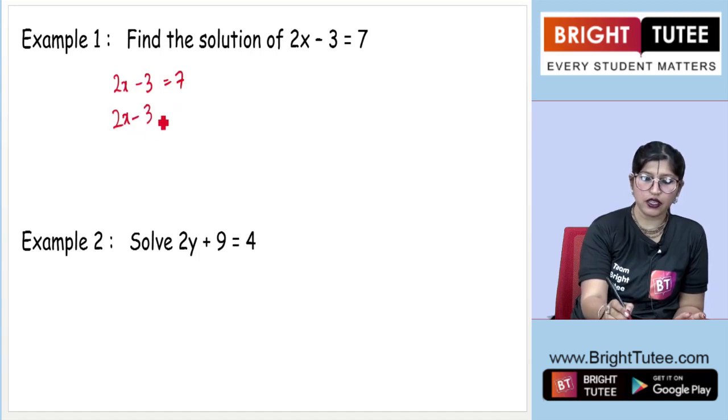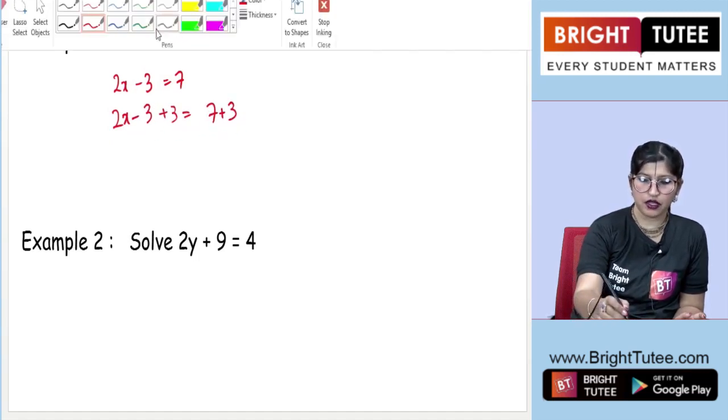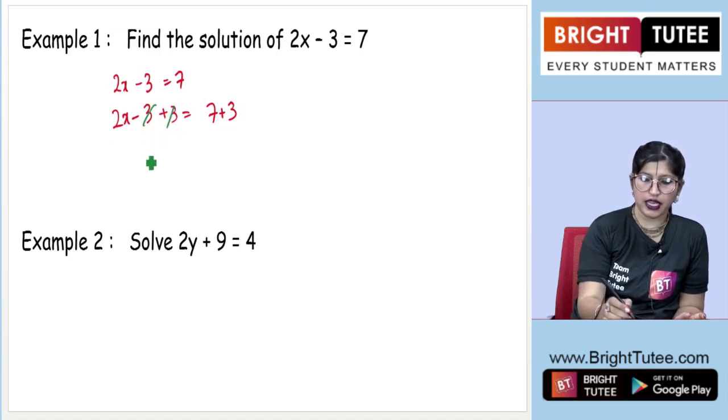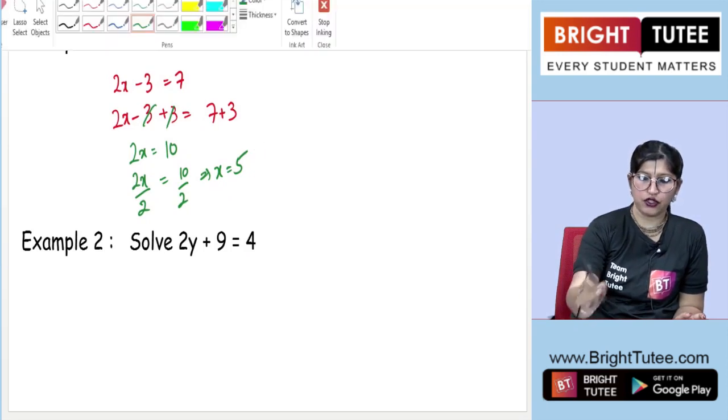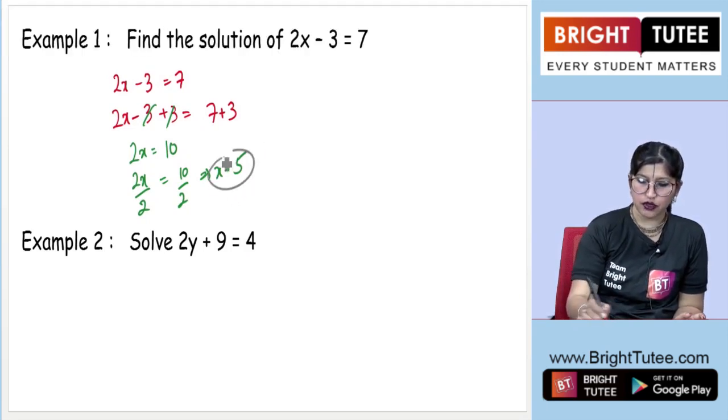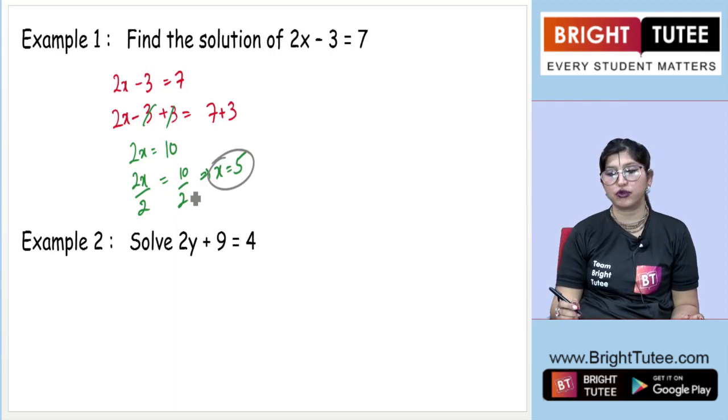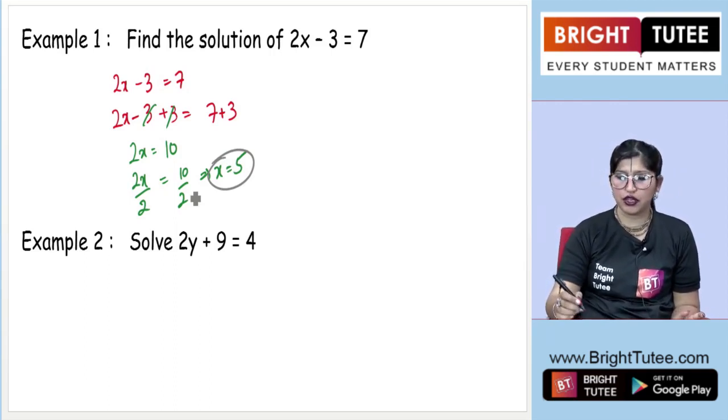We'll be adding 3 to both the sides. Then the 3 gets cancelled out. We are left with 2x. 7 plus 3 is 10. And then we'll be dividing by 2 on both the sides, and we'll be getting x as 5. So this is the value, or the solution, of 2x minus 3 equals 7. This is one way which you can find the solution.